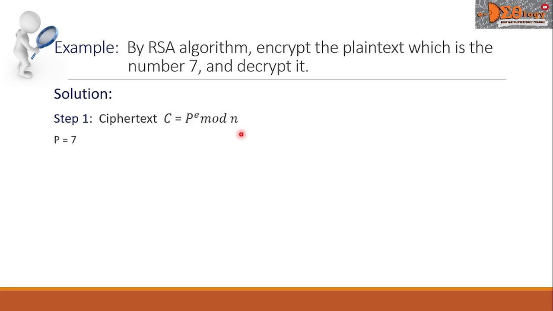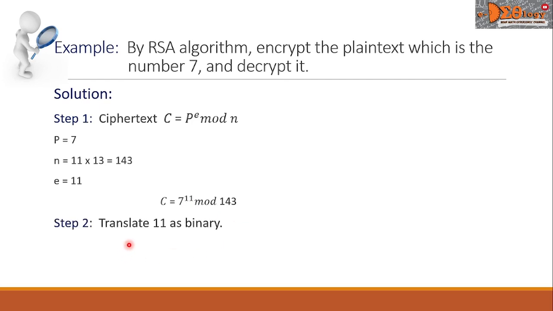In our problem, the P here corresponds to the number 7. The n, that is the product of the two primes, 11 times 13, and that is 143. And the e, we choose to be 11. Substituting the values to this formula, we have now capital C equals 7 raised to 11 mod 143. Then step 2, translate 11 as binary.